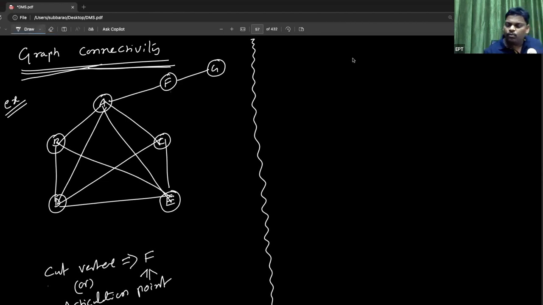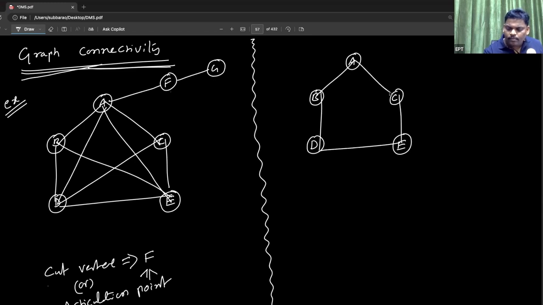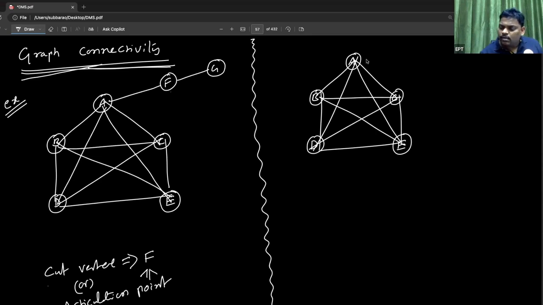Now see one more thing. A, B, C, D, E. Now listen, everyone. In this graph, by deleting any vertex together with its edges, does the graph become disconnected? In the second example, by deleting any vertex together with its edges, does the graph become disconnected?